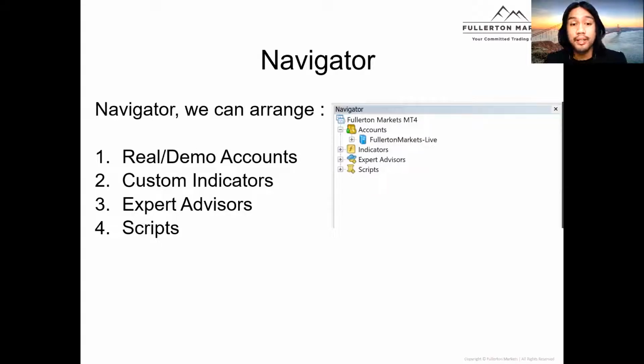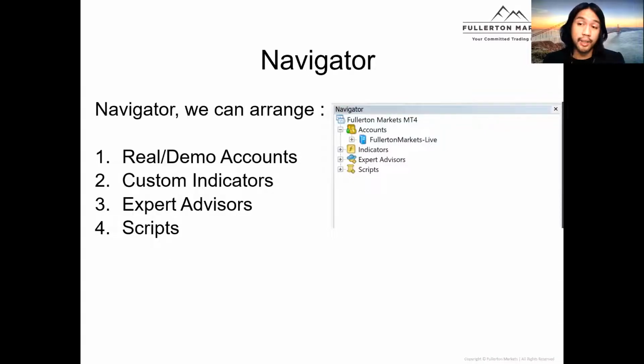Second is custom indicators. Sometimes you might find an indicator that is not located in our indicator bank, that is by the MT4. Sometimes there's an indicator that you want to upload, or somebody has created an indicator that has been shared with you. You want to put this on your charts, you have to find it in the custom indicators here in the Navigator. Third, being expert advisors.